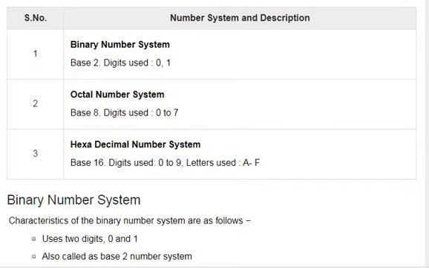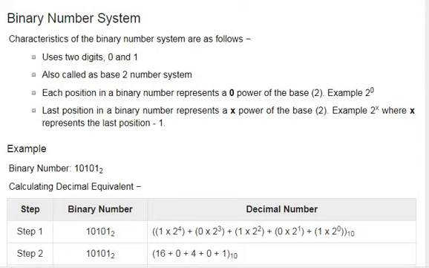Hexadecimal number system, base 16: we have numbers from 0 to 9, and 10 is represented as A, 11 as B, 12 as C, 13 as D, 14 as E, and 15 as F. So in the binary system, look at the example 1010 base 2. The way you calculate is 2 power 0, 2 power 1, 2 power 2, 2 power 3 and 2 power 4, always from right to left.